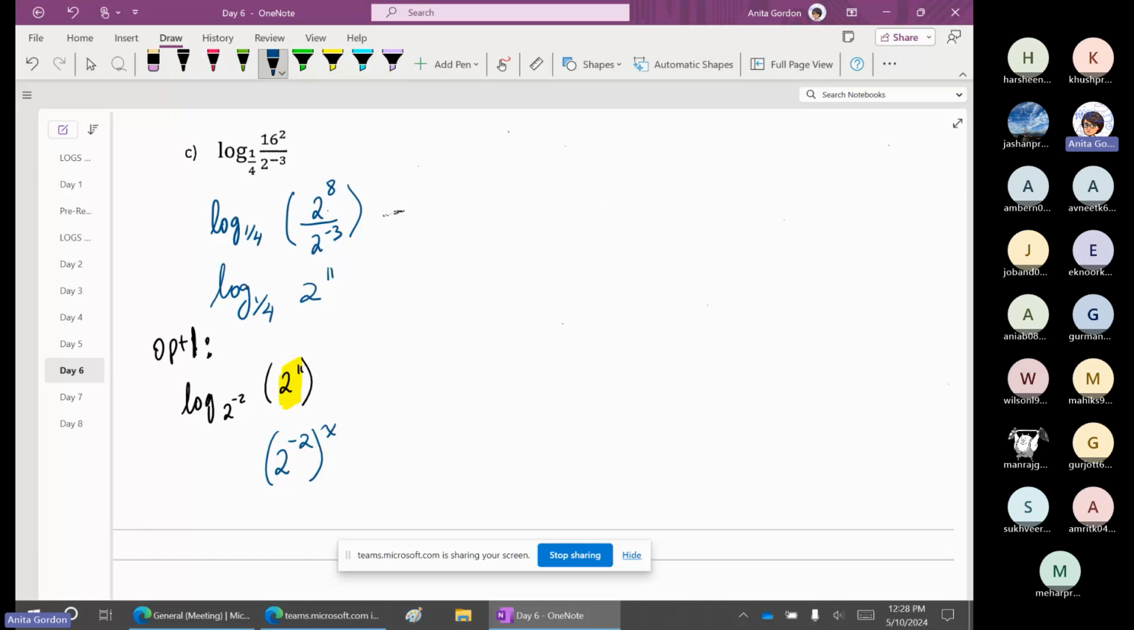You're on the right track. 5.5 or 11 over 2. So if x equals negative 11 over 2, then I'll get negative 11 over 2 times log base 2 to the negative 2 of 2 to the negative 2, which just gives me negative 11 over 2. I found it. I'll show you another way that maybe will make your brains a little bit happier, doing it the other way.